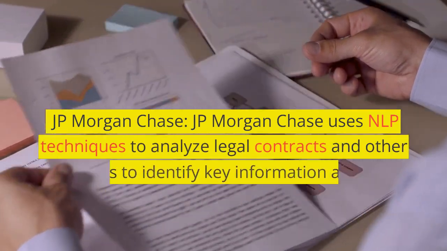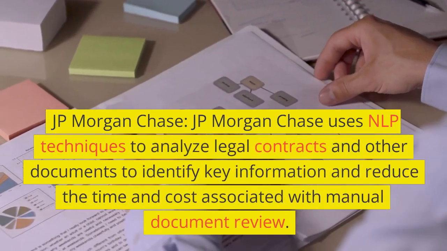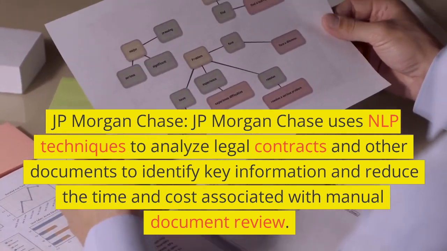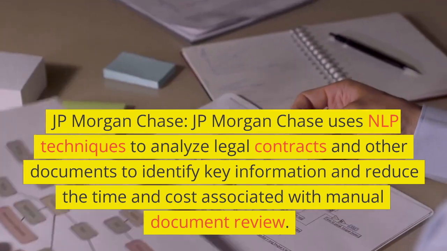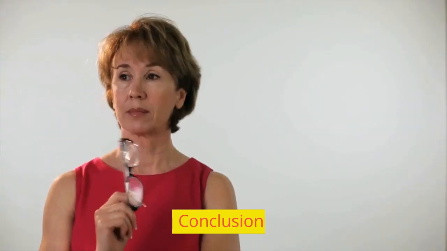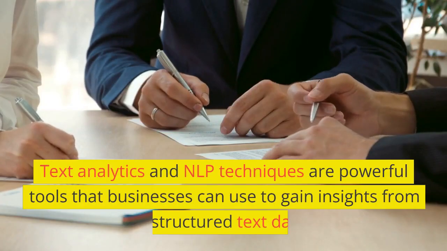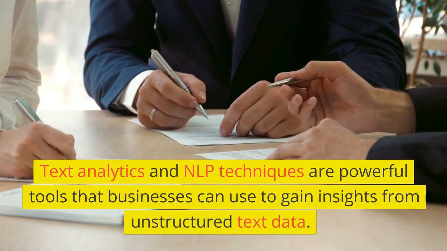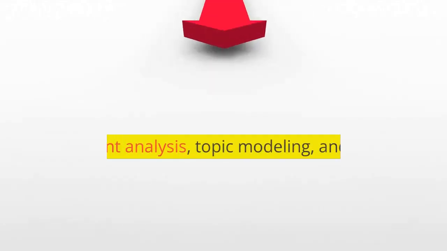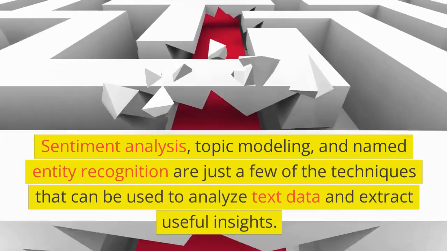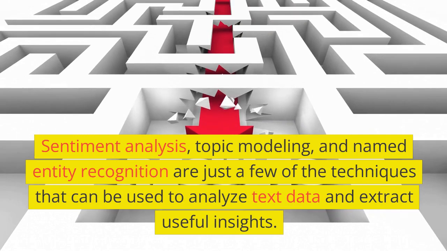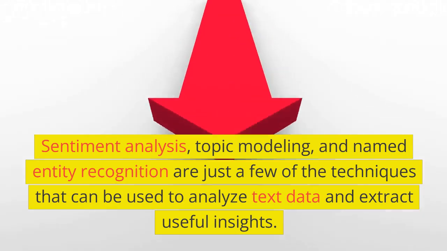JP Morgan Chase. JP Morgan Chase uses NLP techniques to analyze legal contracts and other documents to identify key information and reduce the time and cost associated with manual document review. Conclusion. Text analytics and NLP techniques are powerful tools that businesses can use to gain insights from unstructured text data. Sentiment analysis, topic modeling, and named entity recognition are just a few of the techniques that can be used to analyze text data and extract useful insights.